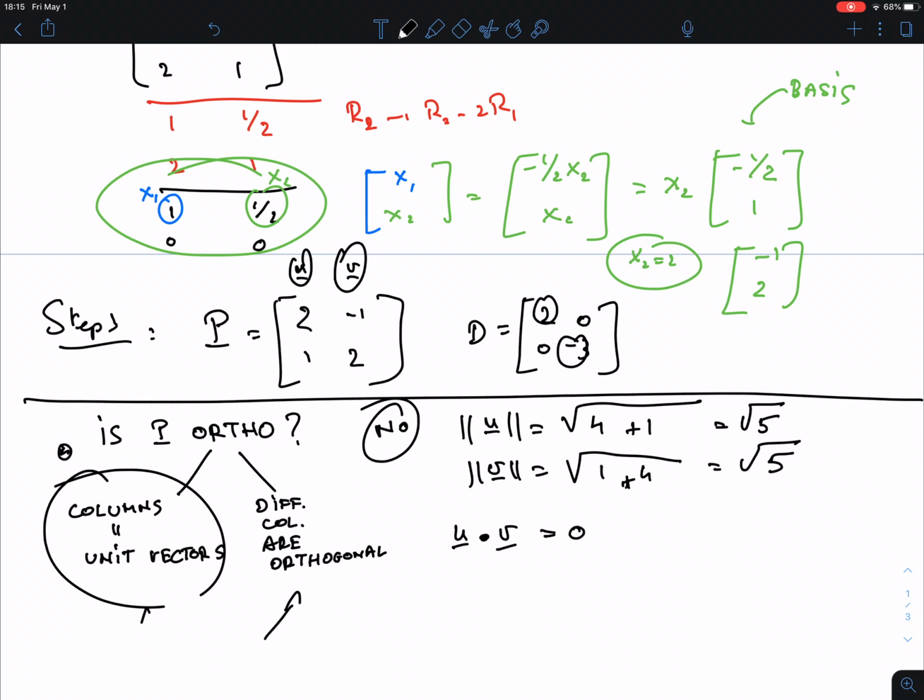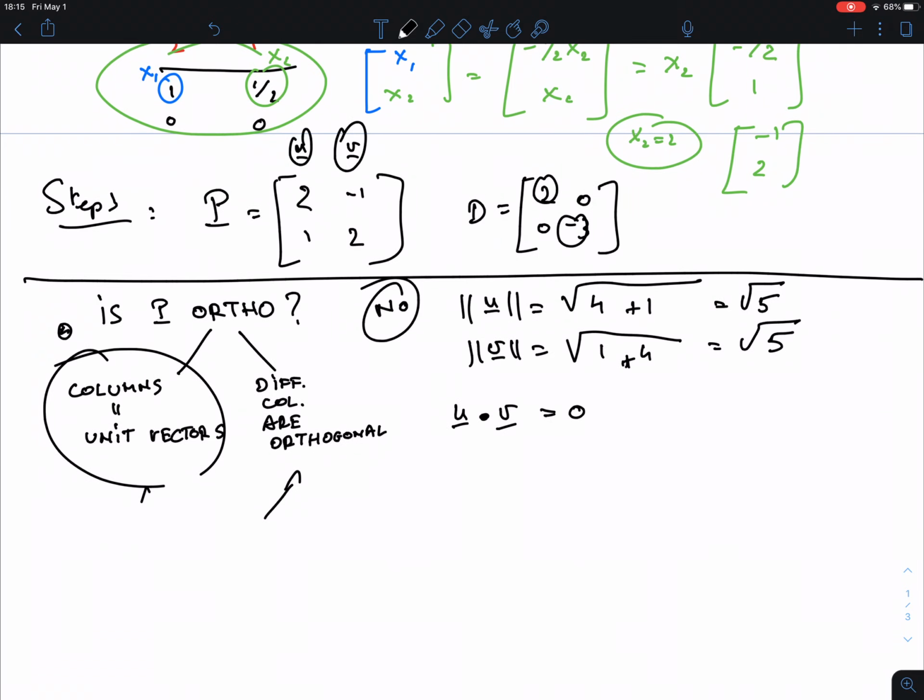The only thing I don't have is that they are actually unit vectors. But there was a trick to make from a regular vector a unit vector. And the trick was very simple. Divide by its norm. To make a unit vector from u, you just take u and divide by its norm. So in this case, the norm was radical 5.